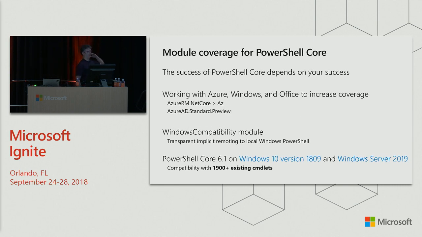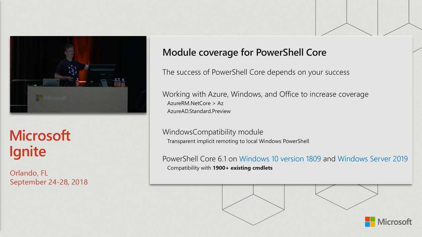So module coverage is really important here. Why? Because the success of PowerShell Core is actually your success. If you are not successful using PowerShell Core, that means that they failed, right? So they need to enable you to run everything that you ran before when you used only Windows PowerShell, right? So first, when you look at the Cloud Shell and what's happening there, you can see already some of the new things. The PowerShell team is working closely with the Azure, Windows, and Office teams to bring all those modules that were created to run only on Windows PowerShell to run on PowerShell Core, cross-platform.